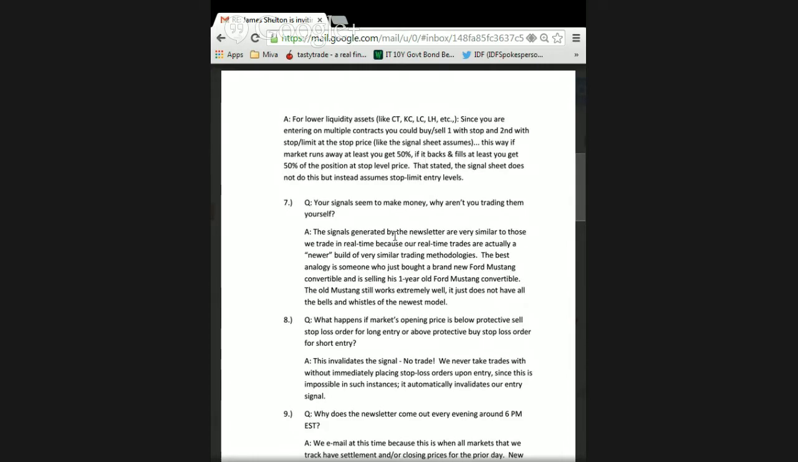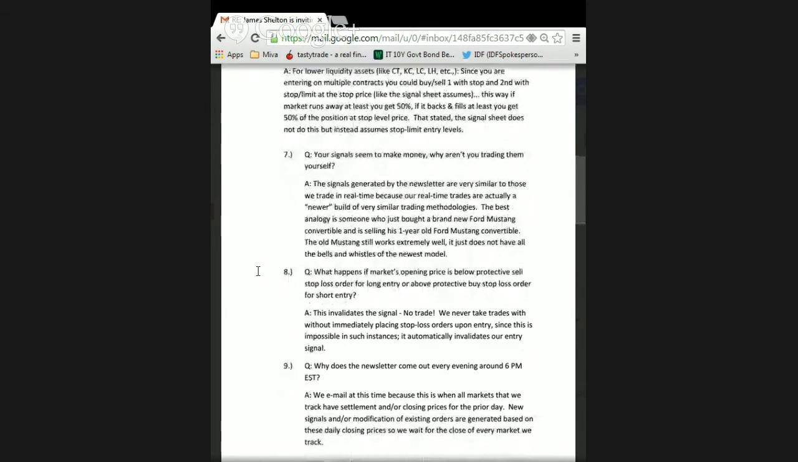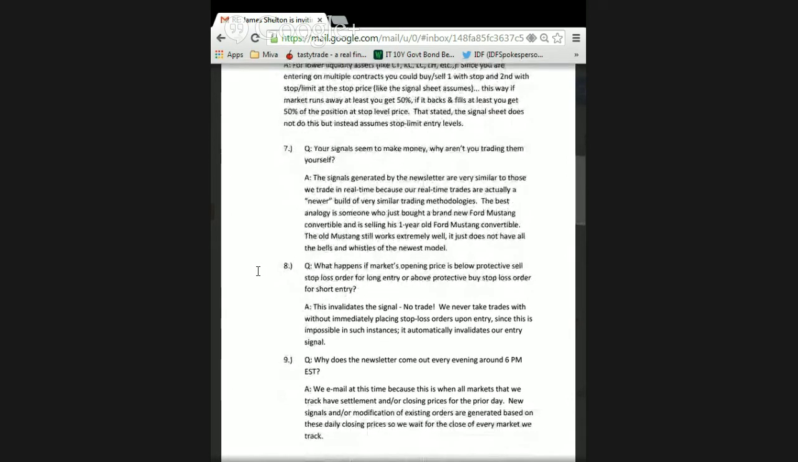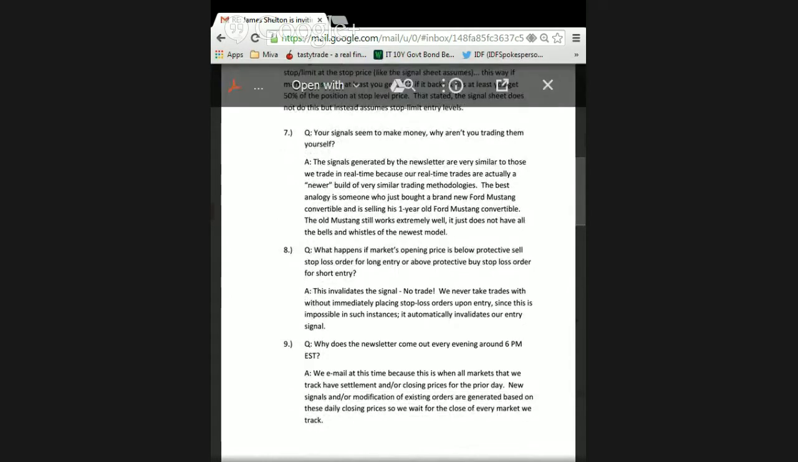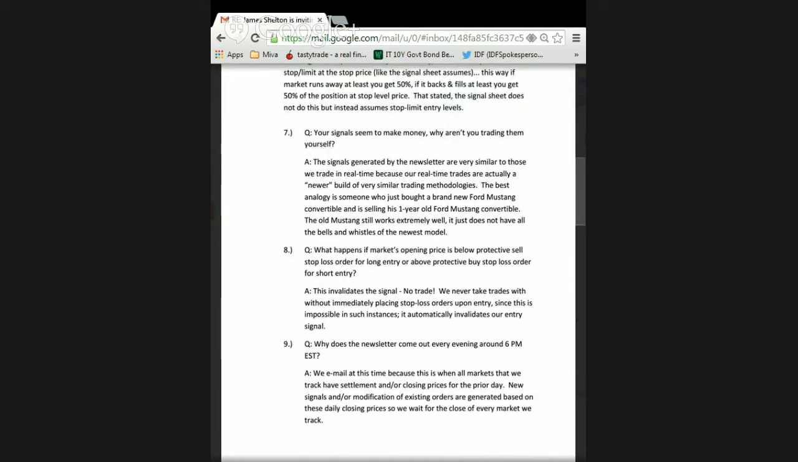But, of course, that stated, the signal sheet does not do this. It assumes that you're using stop limits. And consequently, if it gaps through the stop limit and never comes back, you'll see the trade disappear. And it doesn't enter as an open order because the signal sheet assumes you never got the fill because you never got your stop limit price.